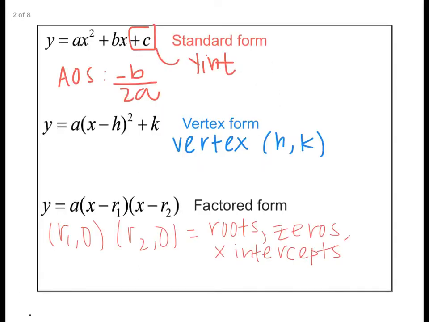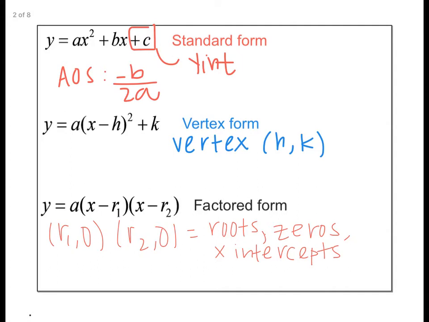Okay, so this is just a quick summary slide of the three forms of quadratic functions we will know by the end of this video. Top one is standard form, ax squared plus bx plus c. This is the one we learned first. We know that the c value is our y-intercept, and to find the axis of symmetry from standard form, we have to use the opposite of b over 2a.